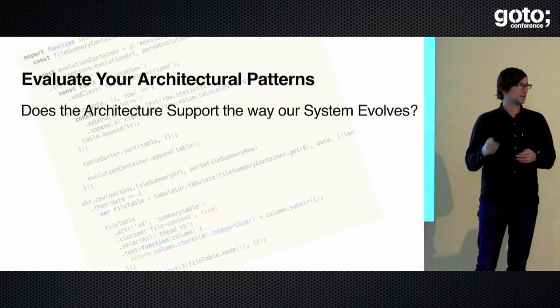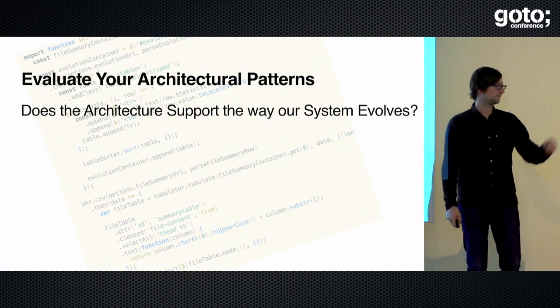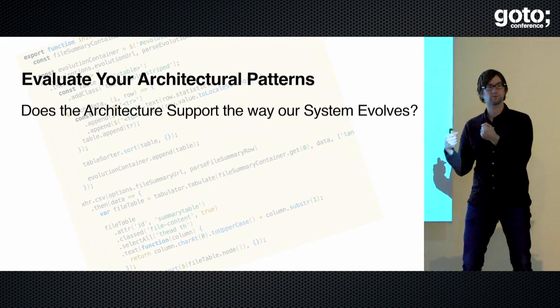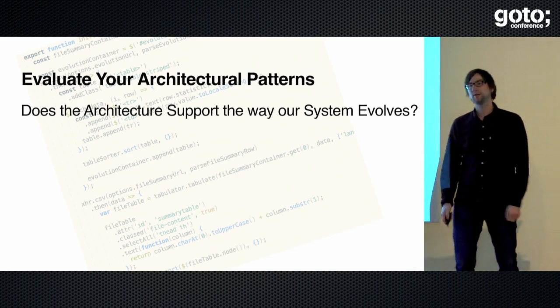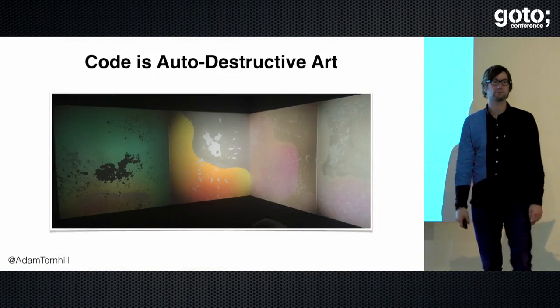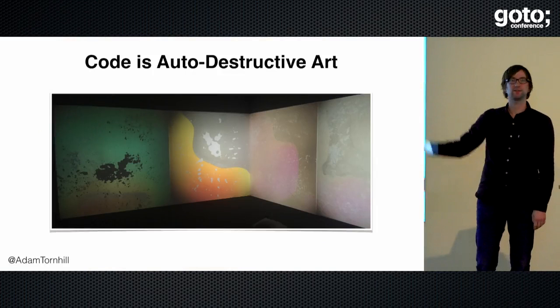What I want us to do now is to climb up the abstraction ladder and look at the architectural level and try to find out how well our architecture supports the way our system evolves. And as you all know, you cannot really talk about architecture without mentioning art. So does anyone recognize this piece of work?